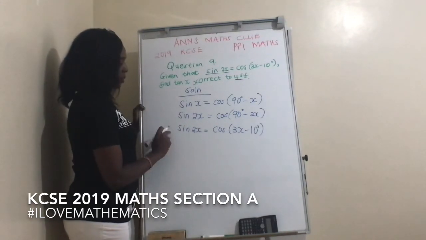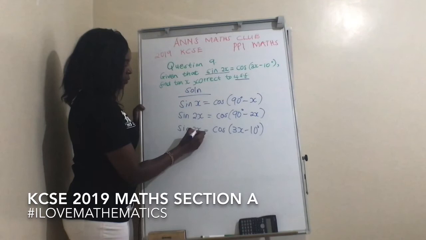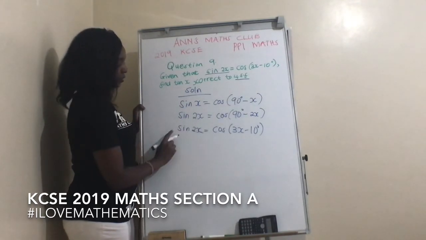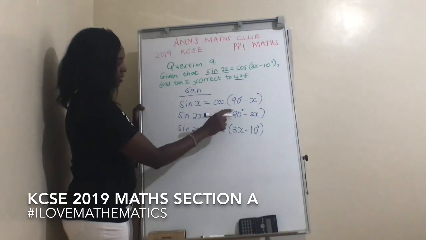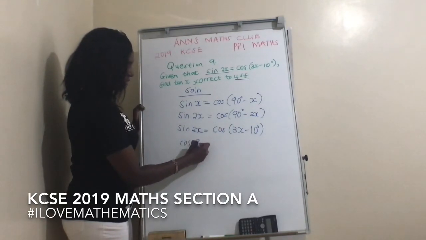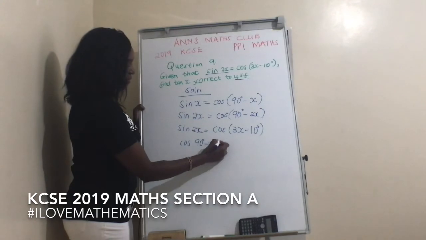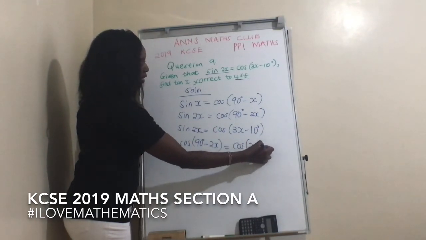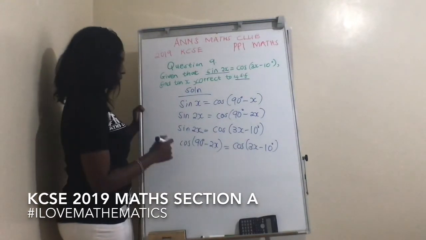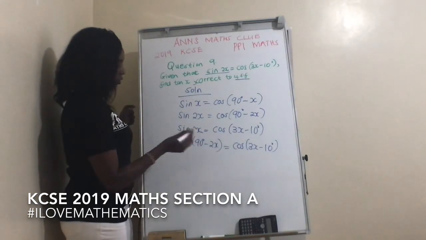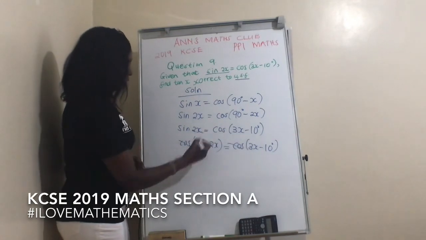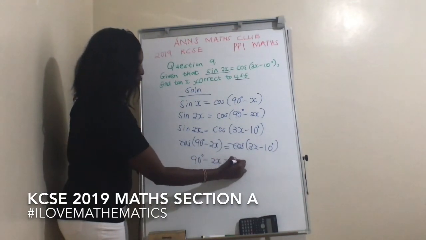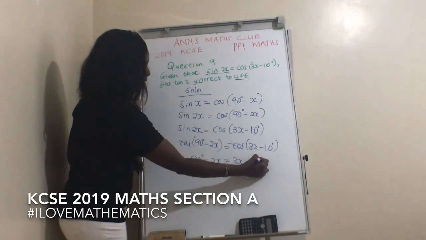But now remember, we have our sine 2x, we've said it's the same as cos(90 minus 2x). So instead of writing sine 2x, we write it as cos(90 degrees minus 2x) is equal to cos(3x minus 10 degrees). So now that we have both cos, the cos can easily cancel out, and you're left with 90 degrees minus 2x is equal to 3x minus 10 degrees.